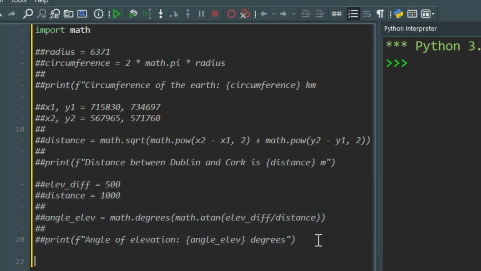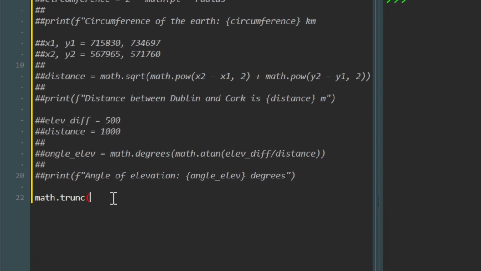There are other math functions for rounding. We have ceil, floor and trunc. Math.ceil will round a decimal number up to the nearest integer. Math.floor will do the opposite, and it will round our decimal or our float down to the nearest integer. And math.trunc will just return the integer part of the number. So let's take a look.